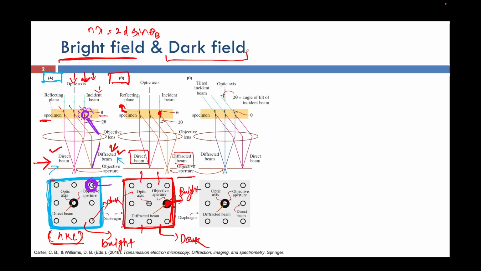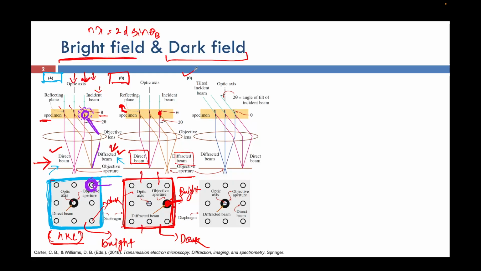Okay, so remember, bright field and dark field always refer to the background. Bright field means the background is bright and your sample is dark, and dark field means the background is dark and the sample is bright. You should know the fundamental mechanism behind bright field and dark field. Now there is a special case, case number C.